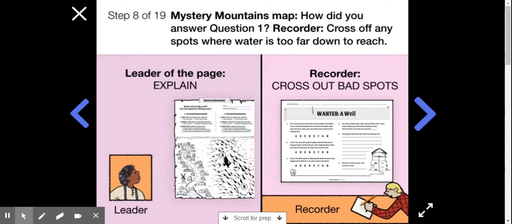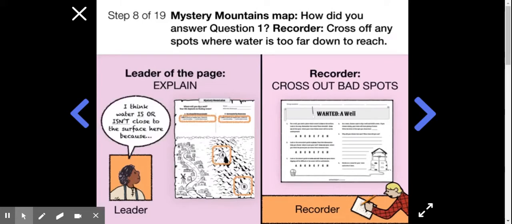If you're in a group, each person will take a turn telling the group how they answered question 1 for both spots on their map. Start with whoever has the Mystery Mountains map. How did you answer question 1? Explain why you think that. Now, recorder, your job on the Wanted a Well sheet will be to cross off any spots where the group agrees that water is too far down to reach. Okay, go ahead and do this now for the Mystery Mountain map.